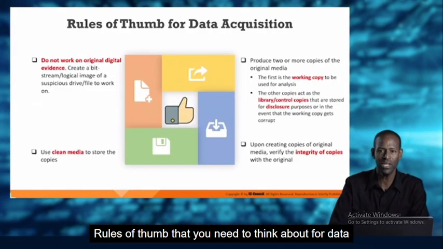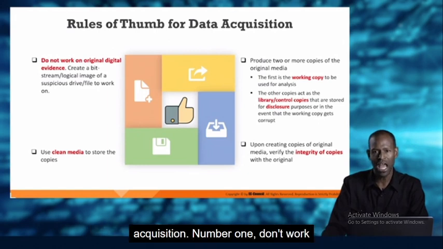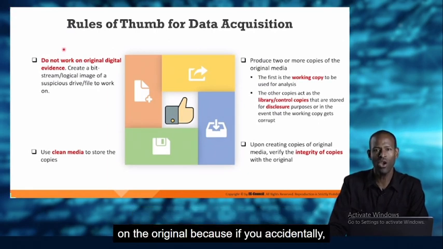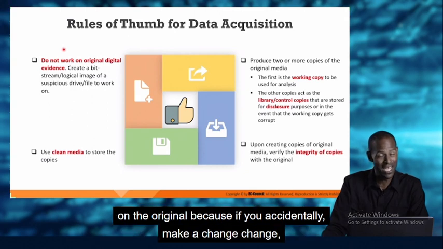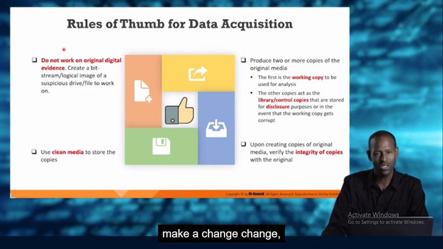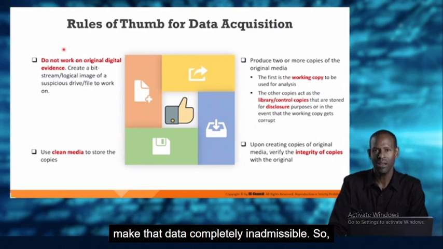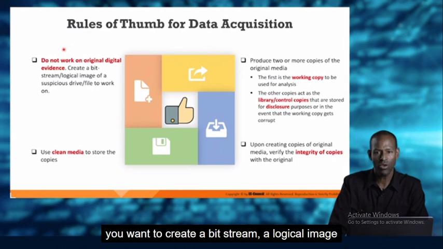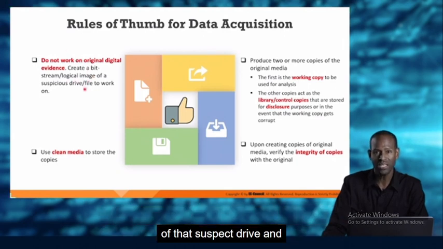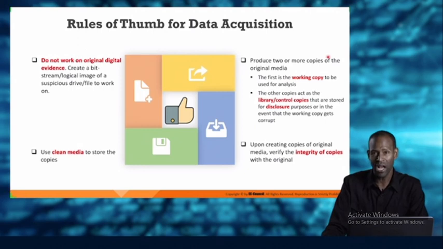Rules of thumb that you need to think about for data acquisition. Number 1, don't work on the original, because if you accidentally change even one bit of that data, you can make that data completely inadmissible. So you want to create a bit stream, a logical image of that suspect drive and work on that, not the original. So you always want 2 or more copies of the media.